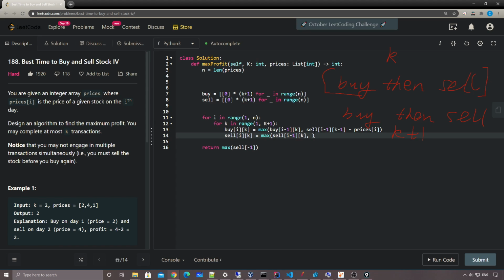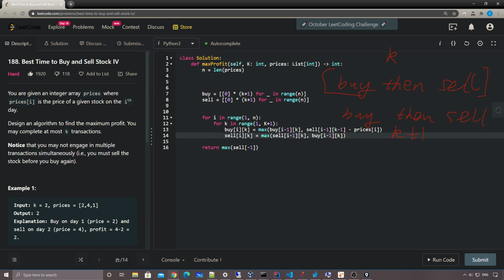The second one means that we're selling, so we sell at state i. Which means we have to have bought at the previous day. I mean, we don't have to buy it then, but the previous day's last transaction has to be buy. Otherwise we cannot sell.